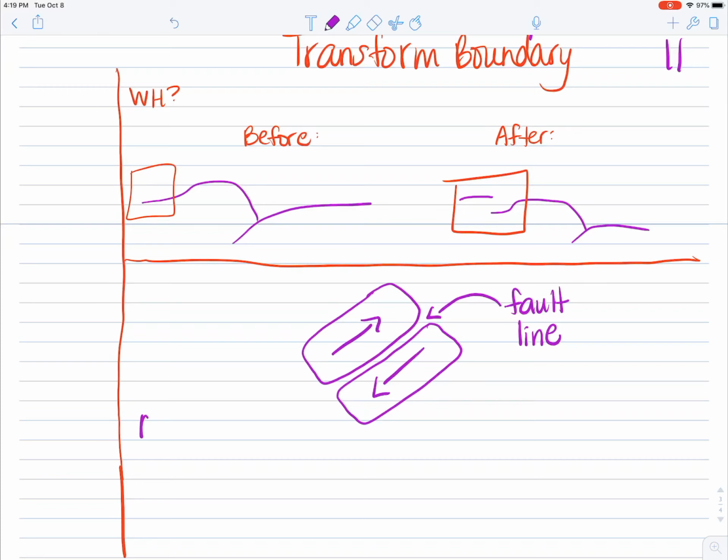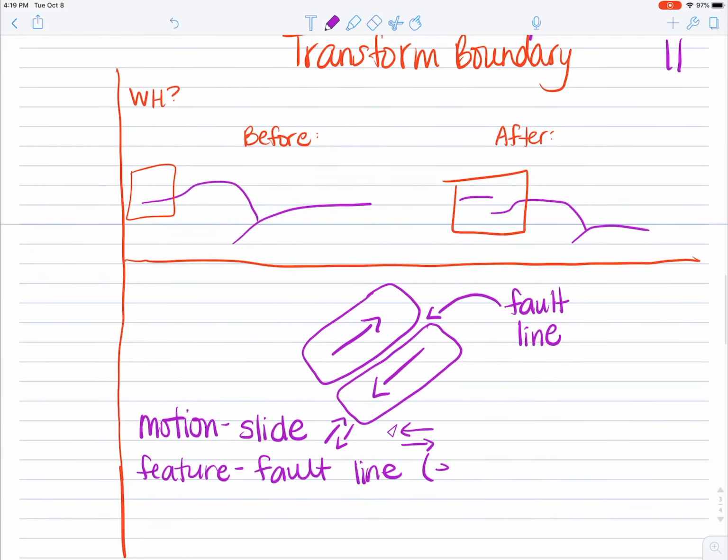And so the motion of this type of boundary is a slide. So it can go up and down, side to side, anything like that. The feature is a fault line, and so you have many earthquakes here. An example of this is the San Andreas Fault.